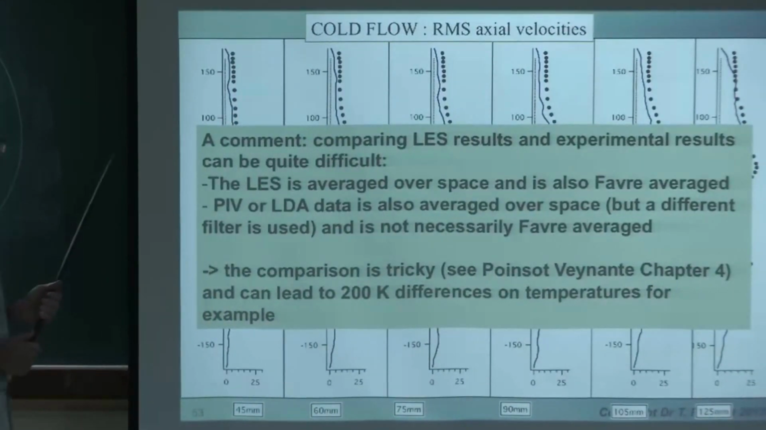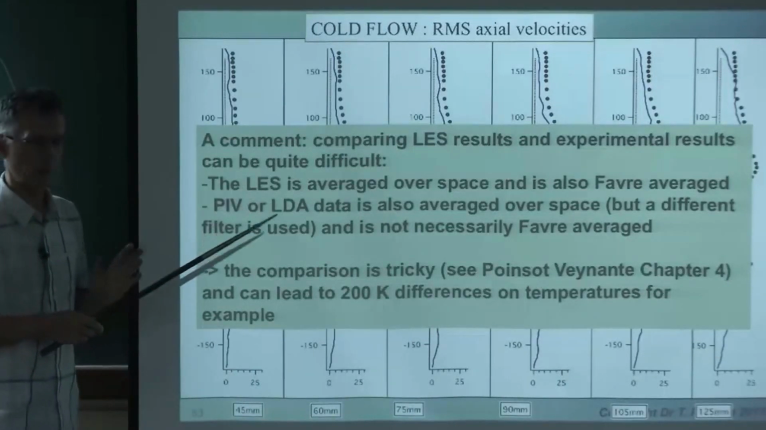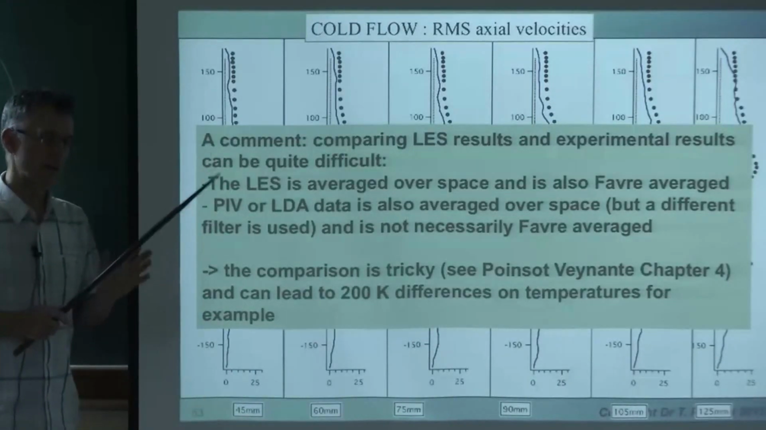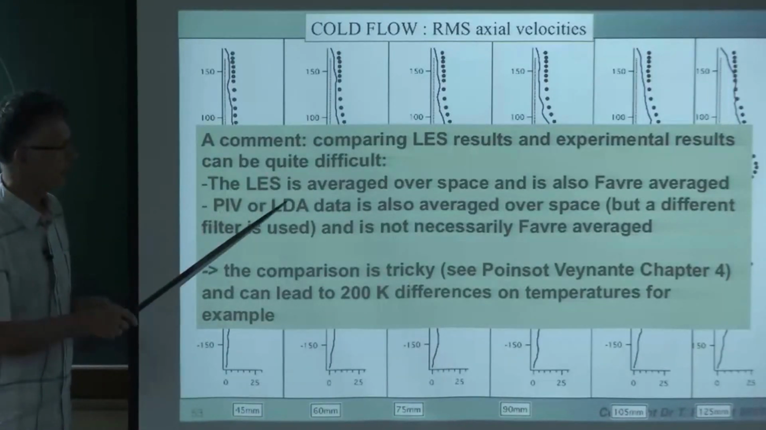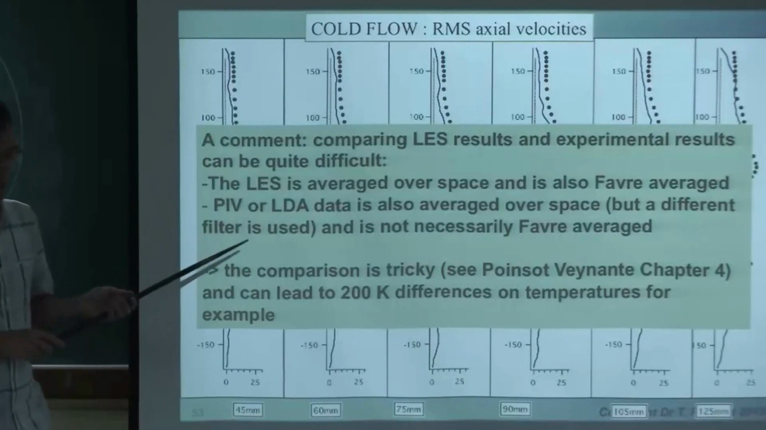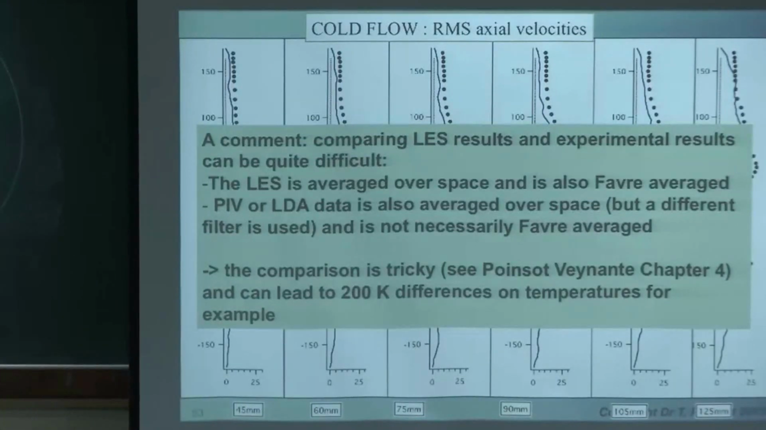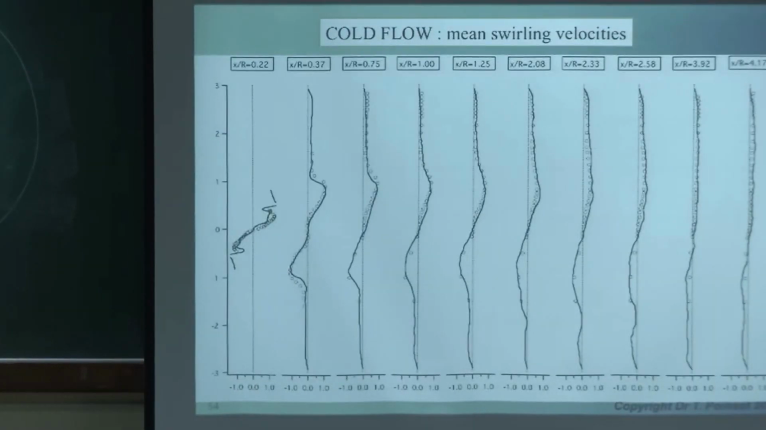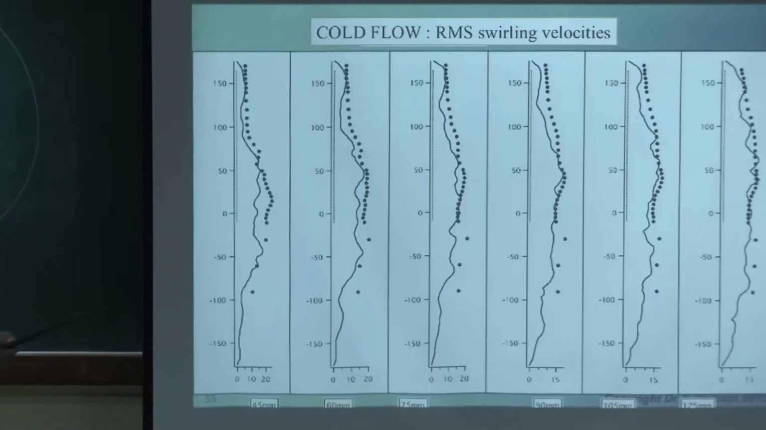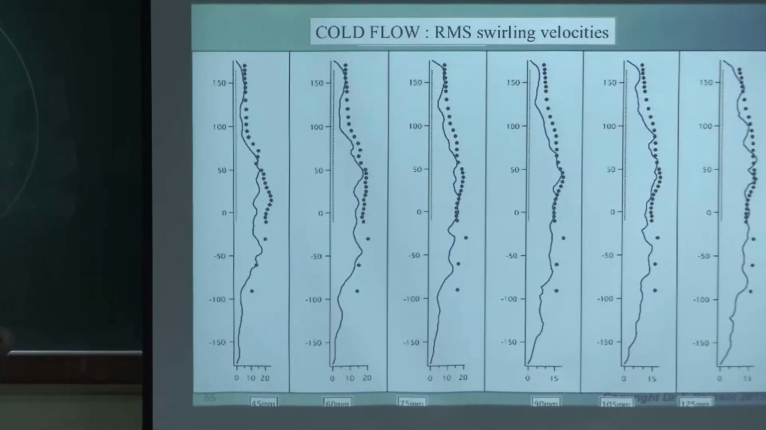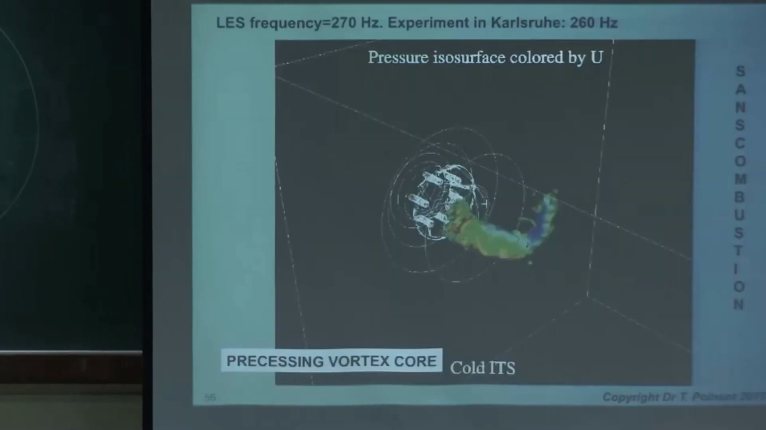Remember also what I'm going to have to say again. When you do these things, you are comparing average results from LES with experiments, whatever they are. And that may be a reason why sometimes you can have problems. For this case, it's a cold flow. When you do the reacting flow, it may be more difficult. So this is again now the swirling velocity, and I guess we have the RMS velocities. And you see that that was sufficient to go to combustion.